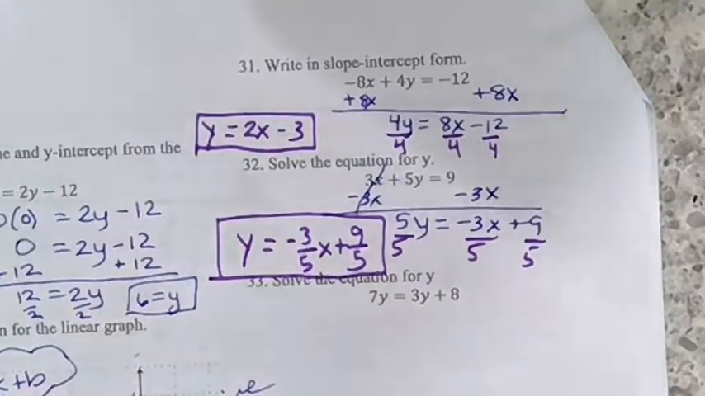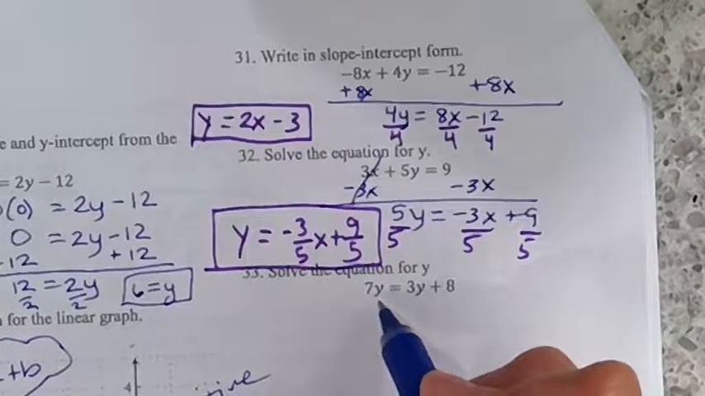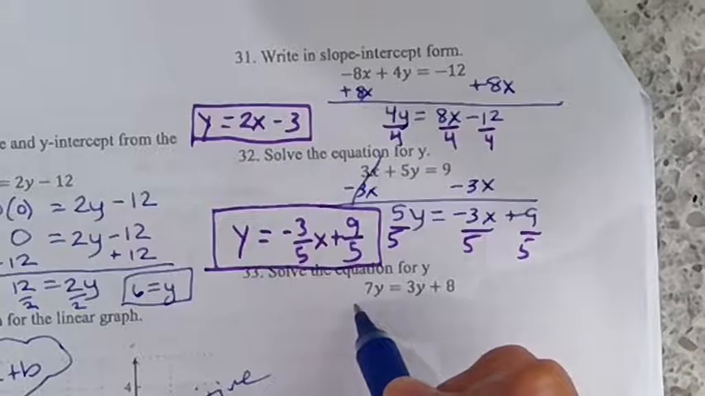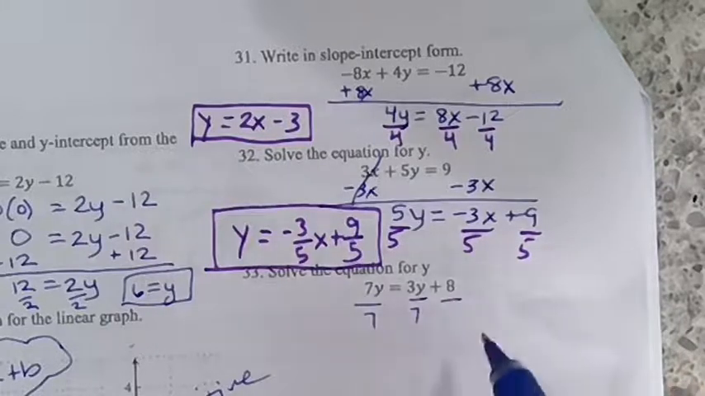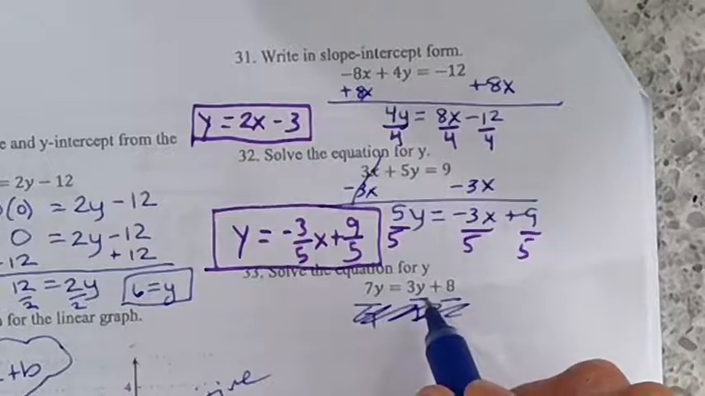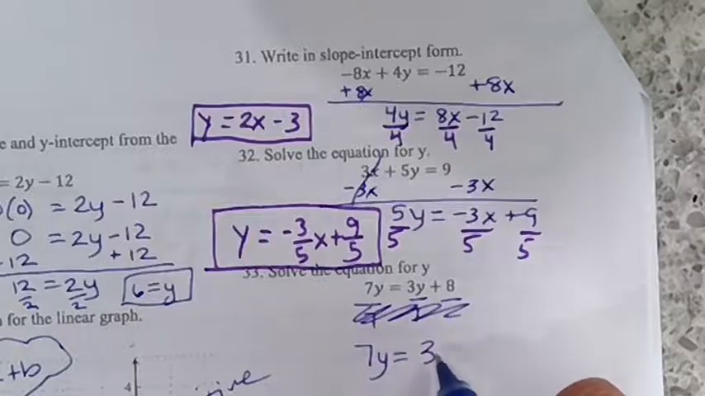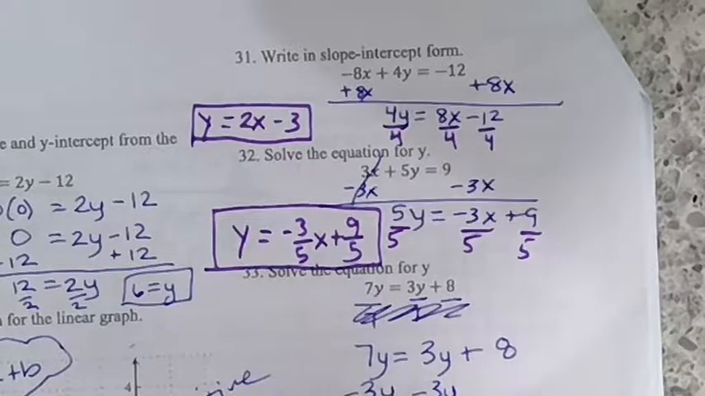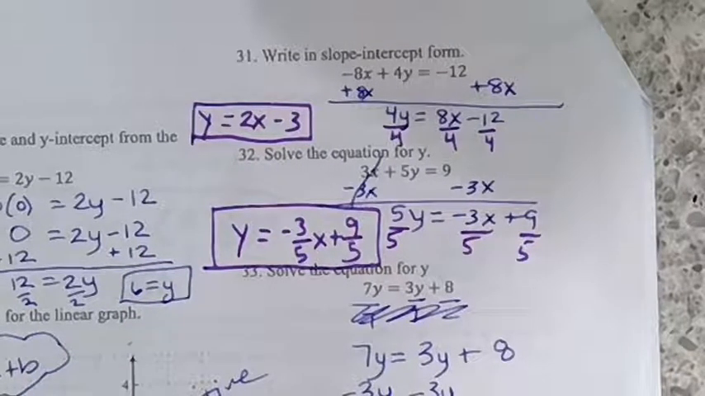Solve the equation for y. This one, same thing. Oh, actually, y is already by itself, so we're just going to divide everything by 7. Oh, wait. What's the problem? This is a y. So what you have to do first is combine your y's together. That's like a trick problem. So minus 3y from both sides. Get 4y equals 8. Divide both sides by 4. Y is equal to 2.